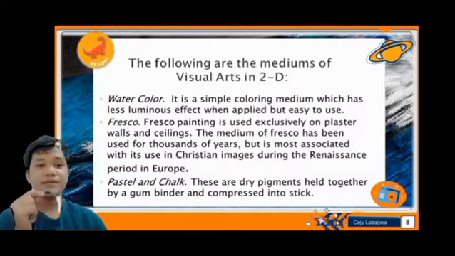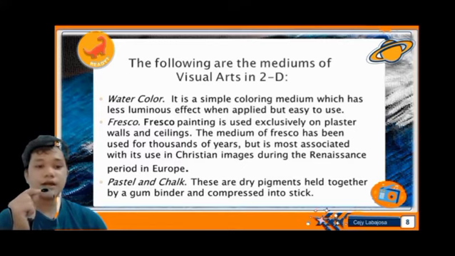The following are the mediums of visual arts in 2D. Watercolor. It is a simple color medium which has less luminous effects when applied but is easy to use. Fresco. Fresco painting is used exclusively on plaster walls and ceilings. The medium of fresco has been used for thousands of years, but it was associated with its use in Christian images during the Renaissance period in Europe.